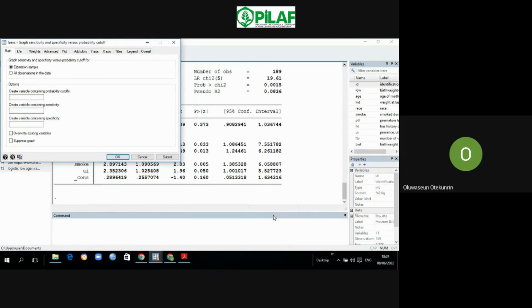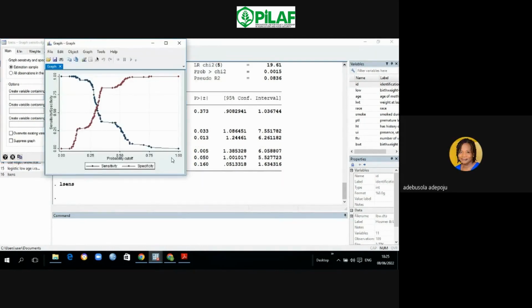Are you there? Yes, ma'am. Okay, thank you. So under Main, you see graph sensitivity and specificity versus probability cutoff for the first one, estimation sample. We leave it like that and click submit. Once we submit, you can see the graph.